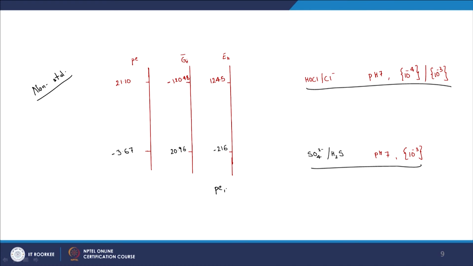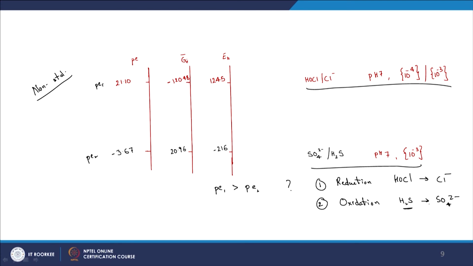So here again PE1, right? Let's say I'll call this PE1 and this PE2. So PE1 is now still greater than PE2, right? So again what does that mean? That means that the first half reaction will go through as reduction, right? As in HOCl will be reduced to Cl minus. And that will be taking place because H2S will be oxidized. The second half reaction will go through as oxidation, or H2S will be oxidized to SO4 2 minus. In the process, this H2S will release electrons which will be accepted by HOCl and then be reduced to Cl minus, right? So that is from the PE1 or PE2 approach here, right?